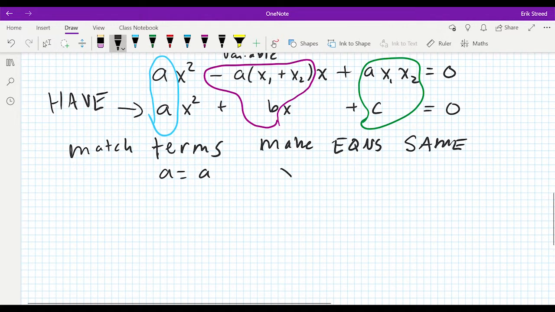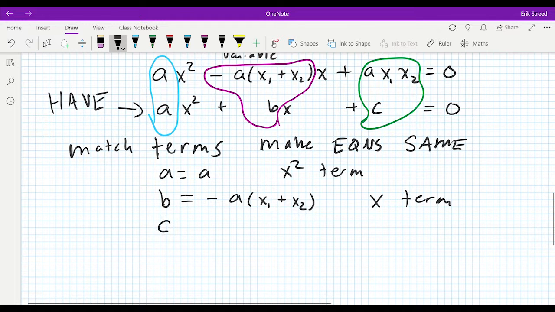So this is our x squared term. So notice x squared, we're just using this as a label. We're not actually putting that in the equation. We could, we'd have x squared on both sides and we could cancel it out. Then on the next term, we've got b is equal to negative a, x1, x2. So this is our x term. And likewise, we could have had x on both sides here, but it cancels out. And then finally, we've got c is a, x1, x2.